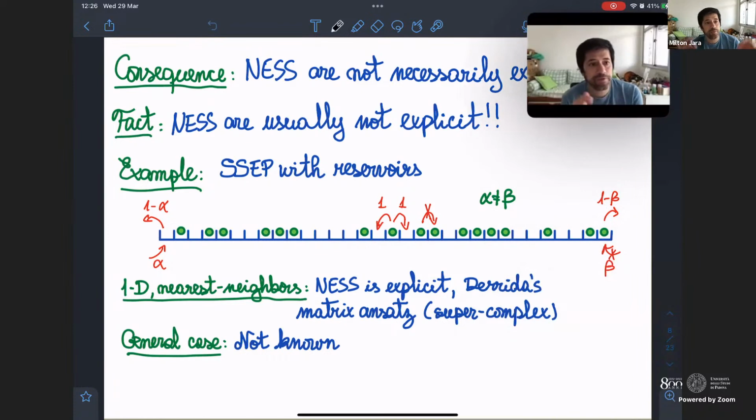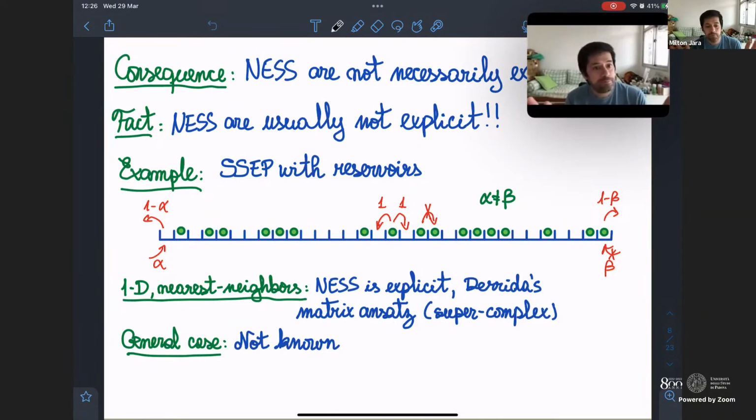In the one-dimensional nearest neighbor case, the one that I drew here, you can actually compute the non-equilibrium stationary state using what is called Derrida's matrix ansatz, which is a version of the Bethe ansatz. So in particular, it's explicit, but it's not that you can just write down formulas very easily. No, it's a complicated explicit formula.